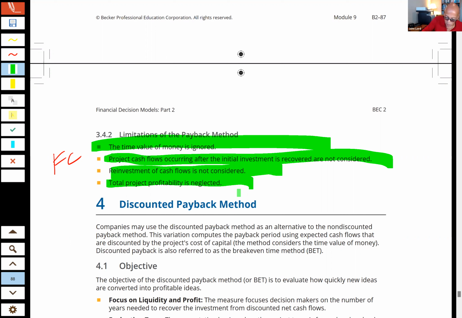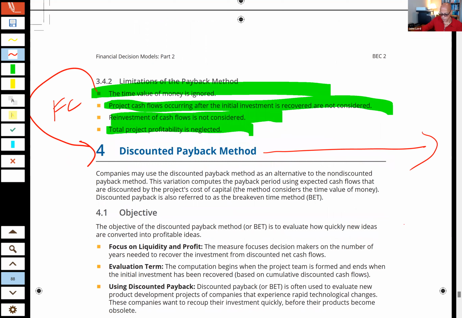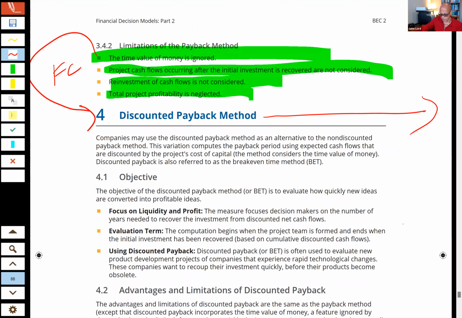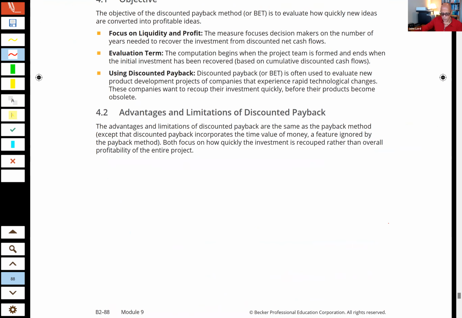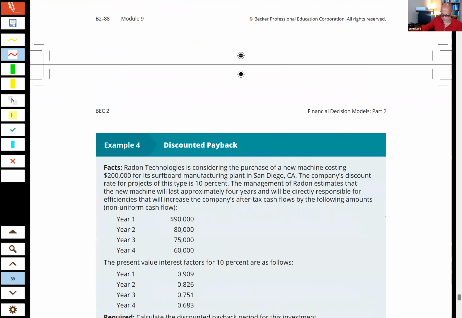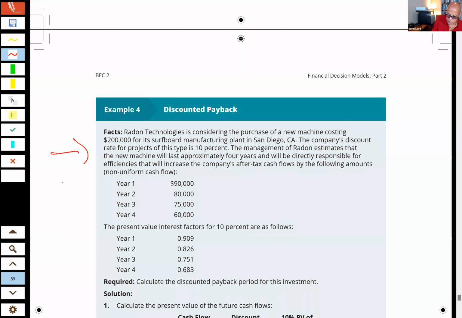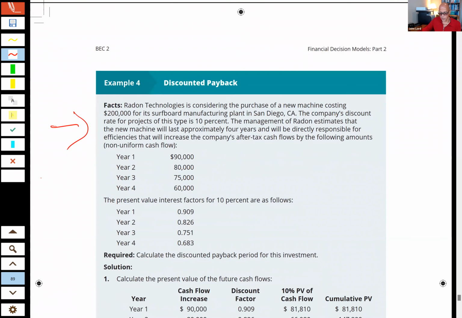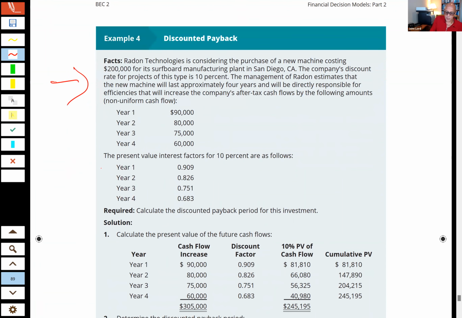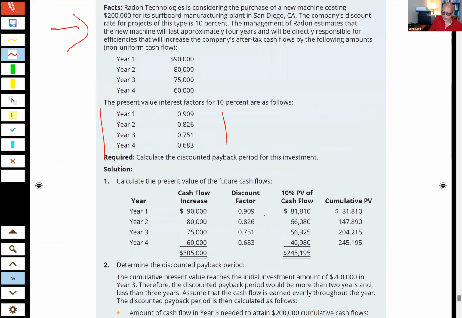Now, you can solve the time value of money issue by simply discounting the cash flows associated with the analysis. I'm not going to read through a bunch of discussion about the discounted payback method when we have an example here that illustrates its advantages. Now we have the discount factor for each of the years, and we go ahead and discount the cash flows.